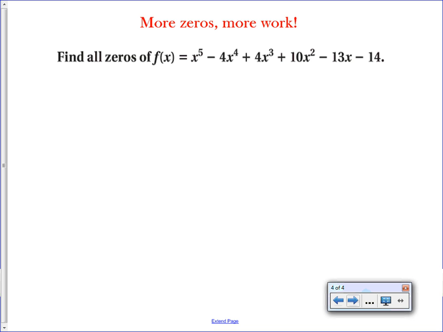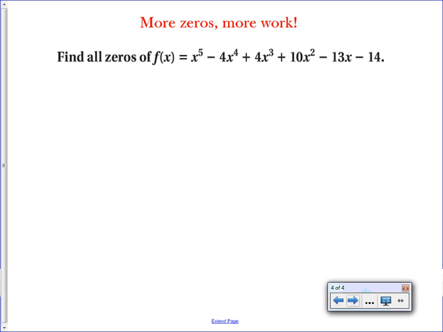And then there's this one. The little note on top says more zeros, more work. And that's just the truth of it. If you look at this function, the highest exponent is a 5. You know you're expecting 5 answers, and you're going to have to do that much more work just to get your 5 answers. So let's launch into it.